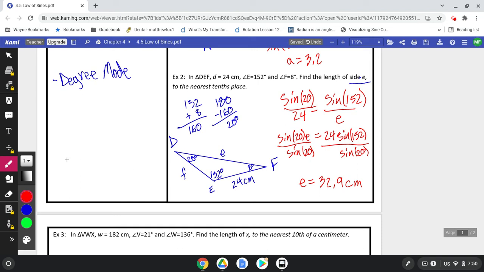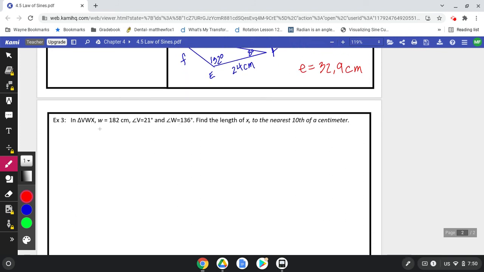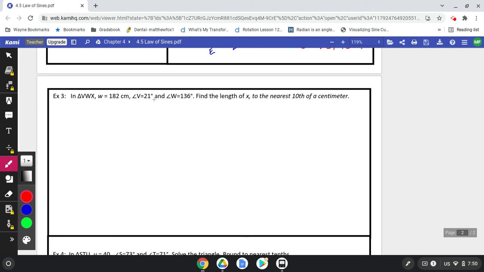All right, on to number 3. This one is the same approach in that we have the information, we don't have a picture. So once again, let's think. V is 21, W is 136, so we know there's an obtuse angle again. So we'll put that 136 there. That's our angle W. Since it's a triangle, it doesn't really matter which one's on which spot, but V, W, X. Now W is 136, V is 21 degrees. Meanwhile, it says that side w, so that's over here, is 182 centimeters.